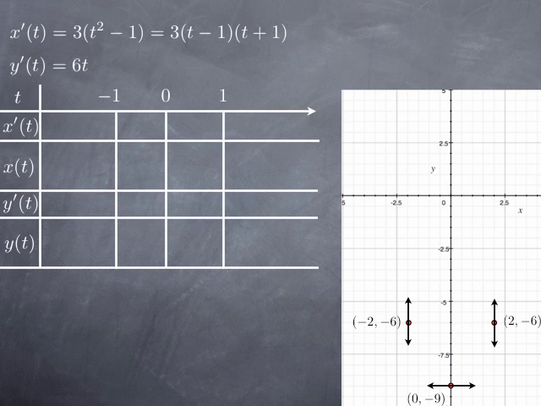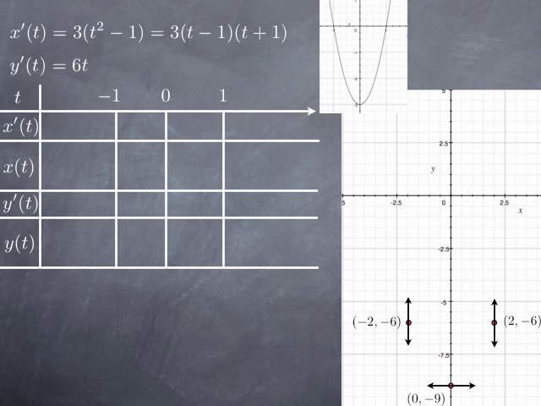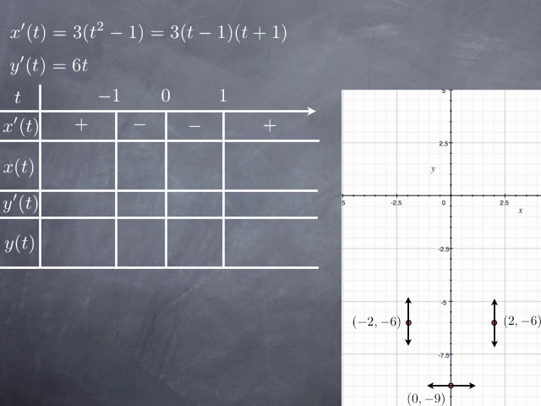I'm going to use a geometric shortcut here. The equation of x prime is 3t squared minus 3, so this is a parabola that opens upward, and so as you can see, it's going to be below the x-axis between the zeros and above the x-axis outside of the zeros. In other words, x prime is negative between negative 1 and 1, and positive if t is less than negative 1 or t is greater than 1. The interpretation in terms of increase and decrease is that x is increasing if t is less than negative 1 or if t is greater than 1, and decreasing between negative 1 and 1.